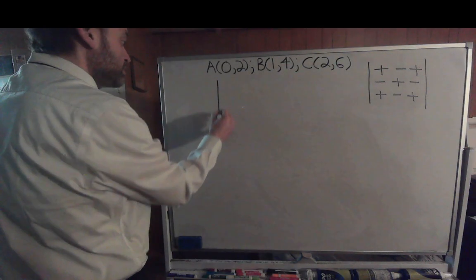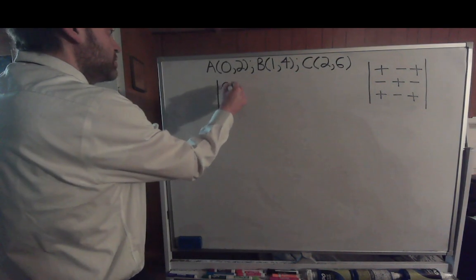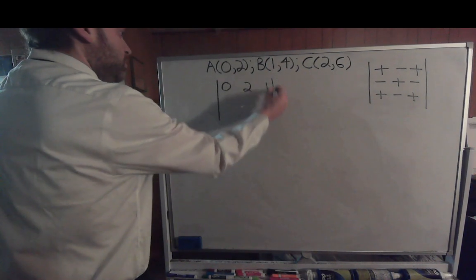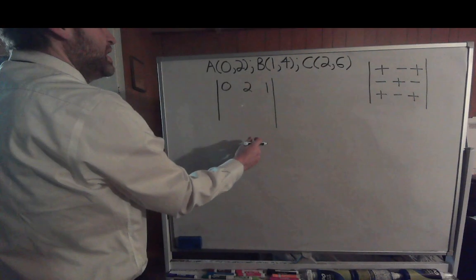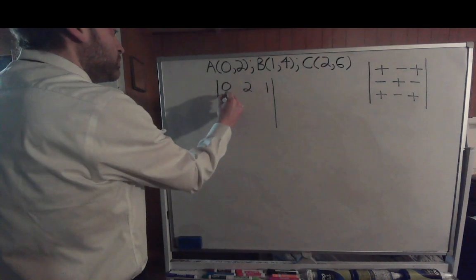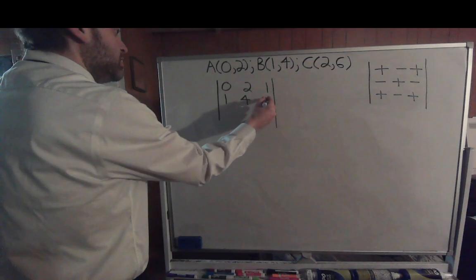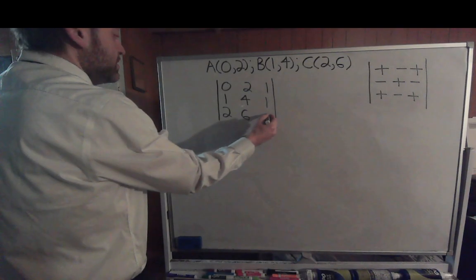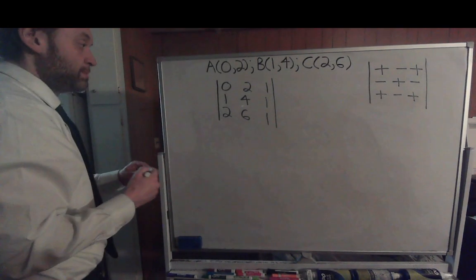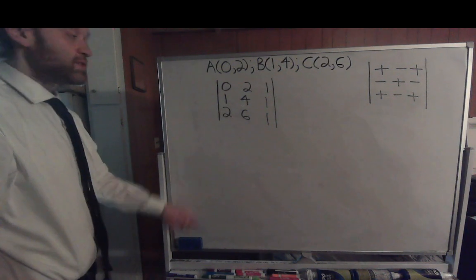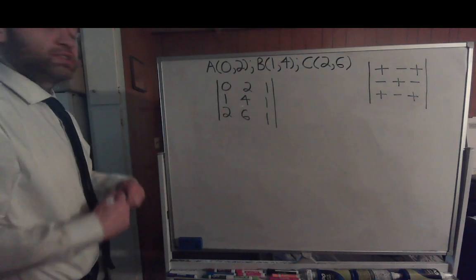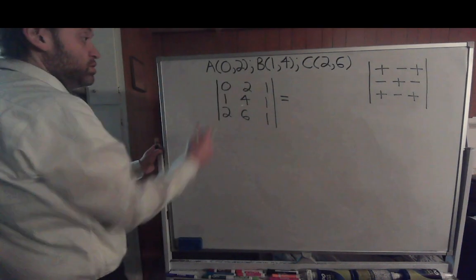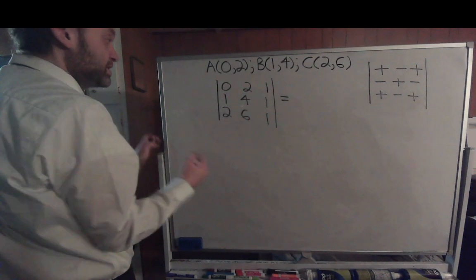Well, let's set up our determinant again. So take your 0 and 2 for the first row with that default entry of 1. Then take your 1 and 4 for your second row with another default entry of 1. Then take your 2 and 6 for the third row with yet another default entry of 1. Well, good news is the first row has a 0 again. So let's go ahead and use that row. We can skip the 0 and go right to the 2.